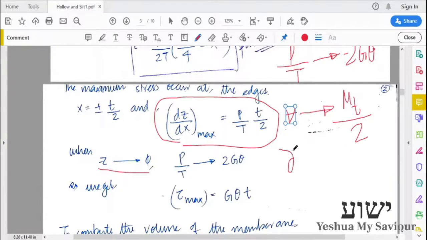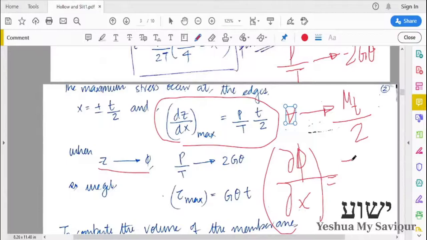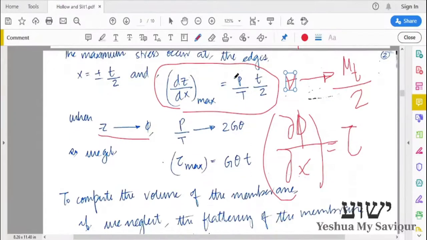So dou phi by dou x is equal to 2 from our definition. So we get tau max is equal to g theta t. Here p by t is d theta. Next is to compute the torque transmitted. We just have to compute the volume under the membrane.